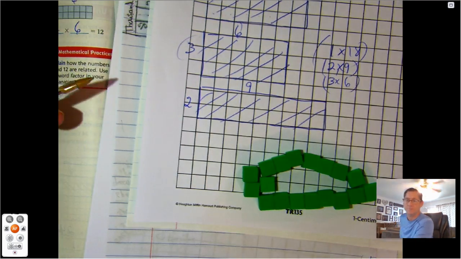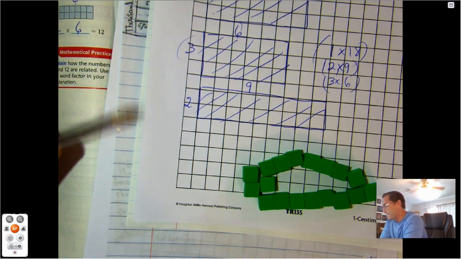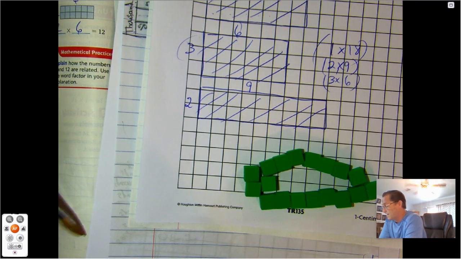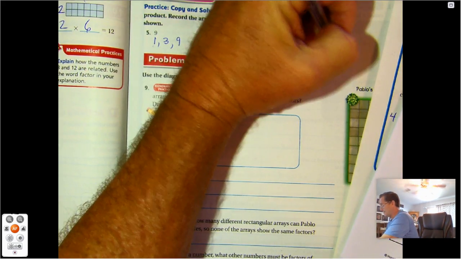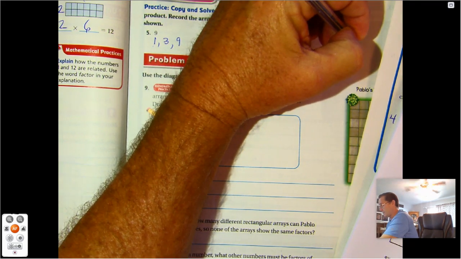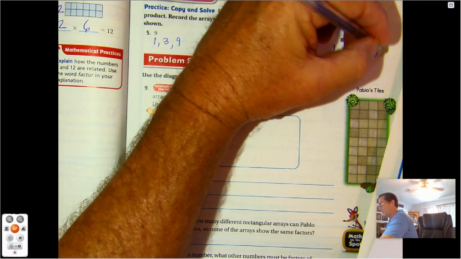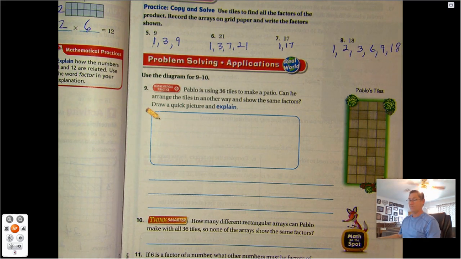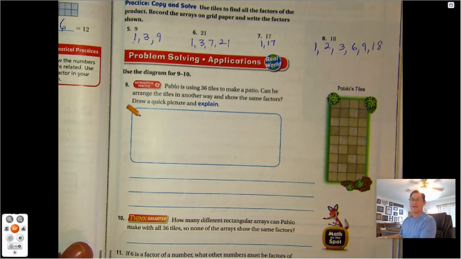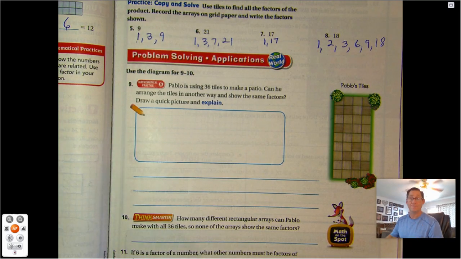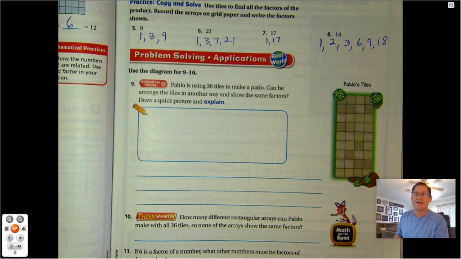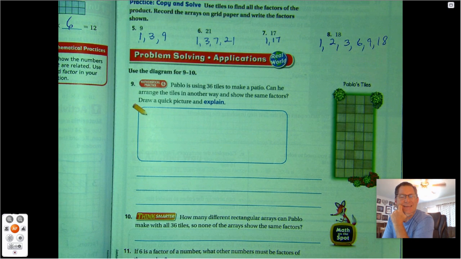All right, so those are our factors for 18. So we have a factor pair of 1 and 18, 2 and 9, 3 and 6. So listing them in order, we'd have 1, 2, 3, 6, 9, and 18. All right, let's move on. Pablo is using 36 tiles to make a patio. Can he arrange the tiles in another way and show the same factors?